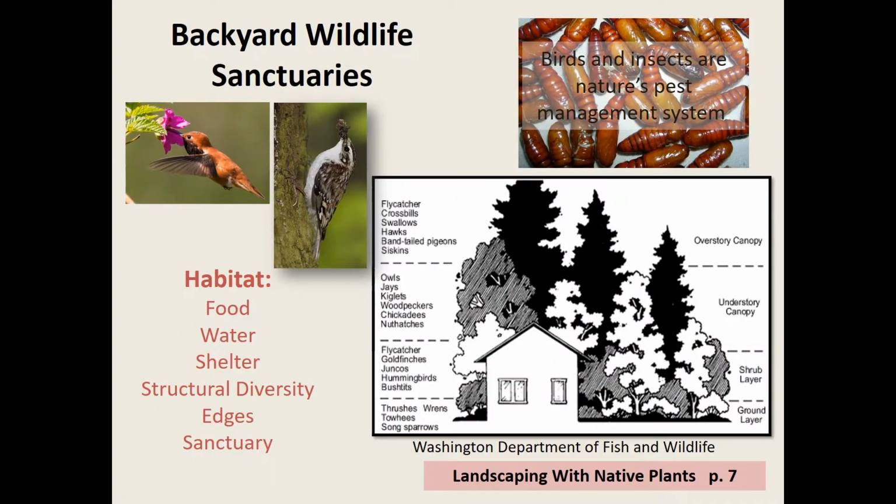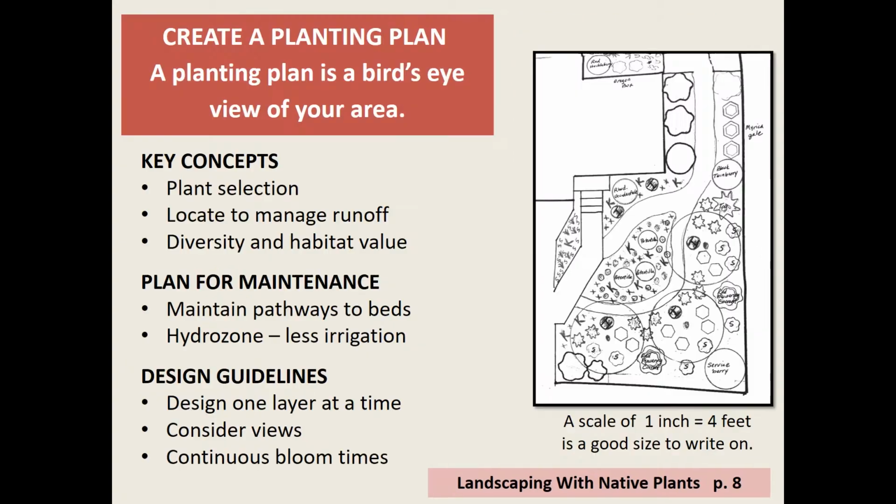Native fauna loves native flora. Plant with a vertical strategy in mind to attract different species of birds. Plants with bloom times spread throughout the season will promote insects and pollinators as well as provide food for the birds. Once you have decided on the areas that you want to landscape, you may wish to create a planting plan. This will help you document your decisions like plant selection, location of beds, and design for habitat value.